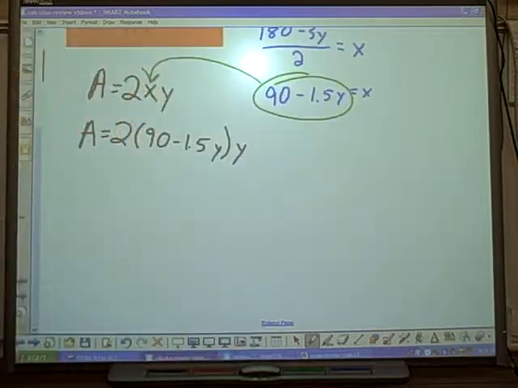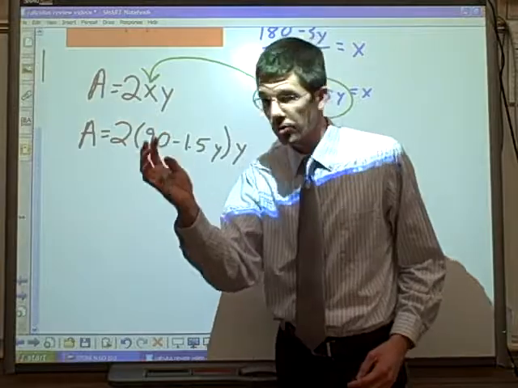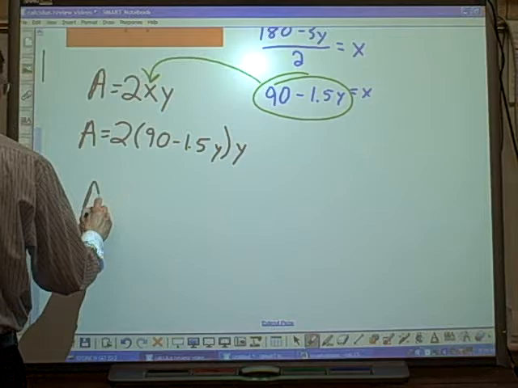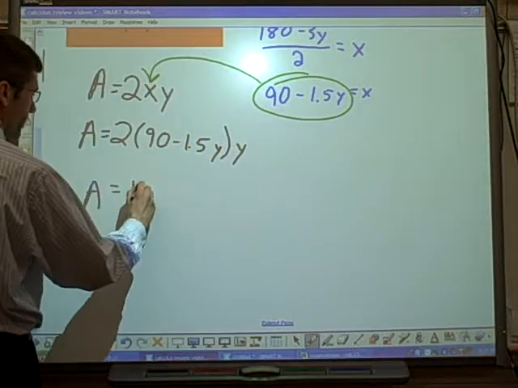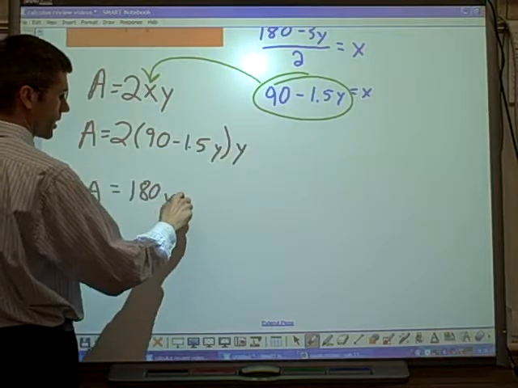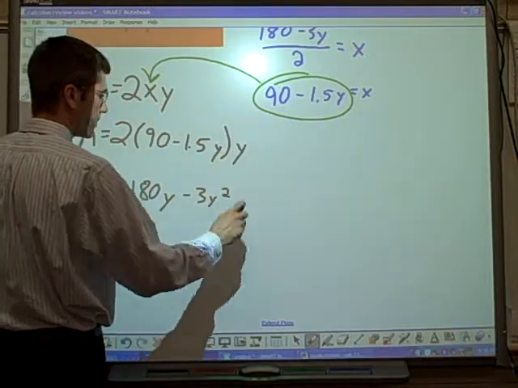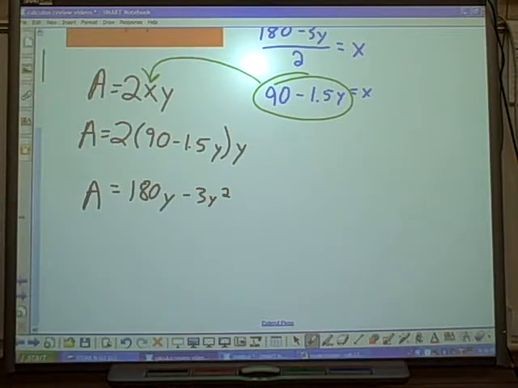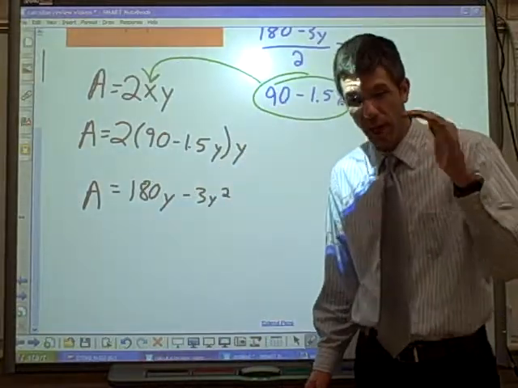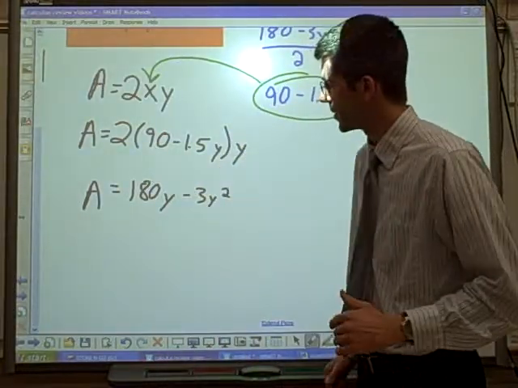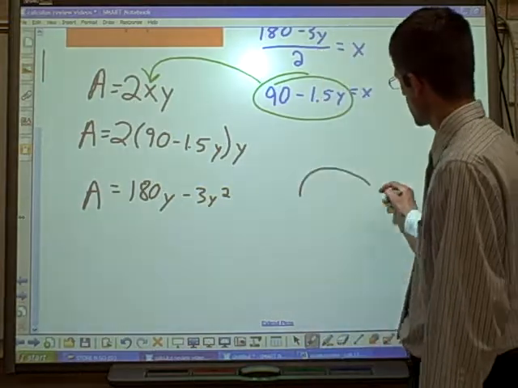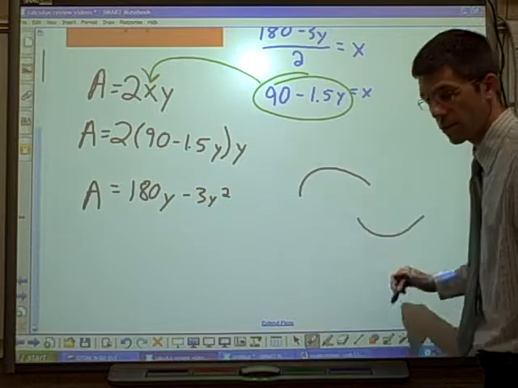Hey, I have an idea. Let's distribute from both sides. 2 on this side, Y on this side. We can do two things at once. This is calculus, after all. 2 times 90 times Y, that's 180Y. 2 times 1.5, that's 3 times Y, so Y squared, so minus 3Y squared. When finding a maximum or minimum, it is where the derivative equals 0. It's the same, whether it's a maximum or a minimum, the derivative is going to equal 0.